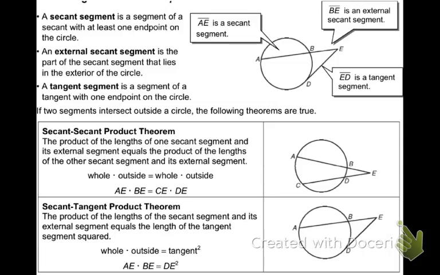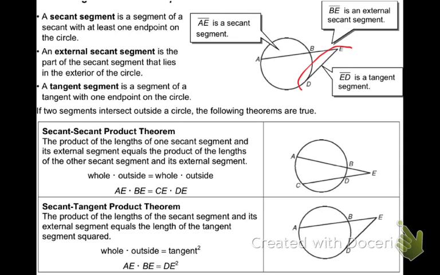All right, last thing we're going to talk about today is a little bit tougher. You have what's called a secant segment, which is a segment of a secant with at least one endpoint on the circle. And then an external secant segment is the part of the secant segment that lies in the exterior of this circle. So for example, a secant segment is on the inside. So I get my drawing tool up here. So there's the secant segment. The external secant segment is on the outside.